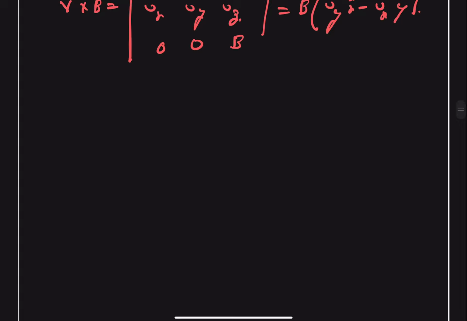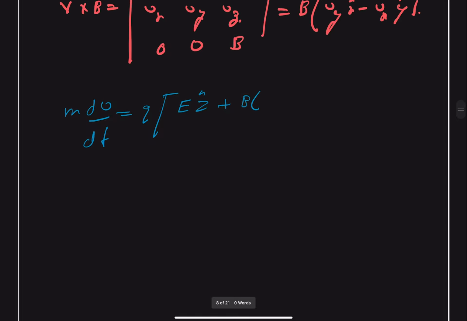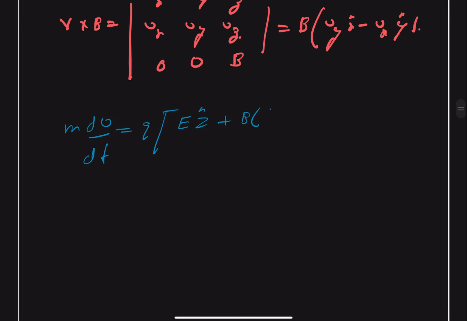Therefore we substitute the cross product as well as the vector notation of E, and we get m dv by dt is q, with the electric field in the z direction, plus the cross product we just found, B vy x unit vector minus B vx y unit vector.